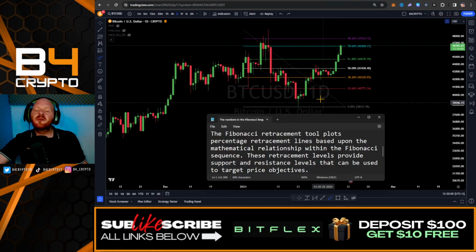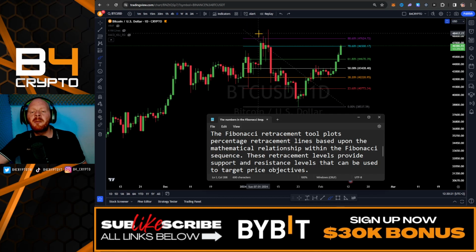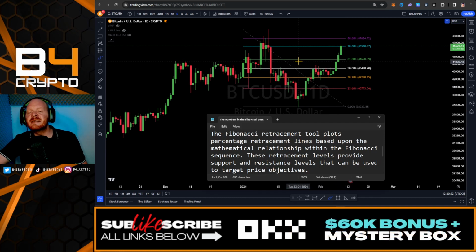The Fibonacci retracement tool plots percentage retracement lines based upon the mathematical relationship with the Fibonacci sequence. The retracement levels provide support and resistance levels that can be used to target price objectives. And that is also exactly what we can see in this example. From the top all the way to the bottom, we can see that this is perfect support, the 23.6 level, and also the 61.8 exactly here is previous resistance exactly within these lines.